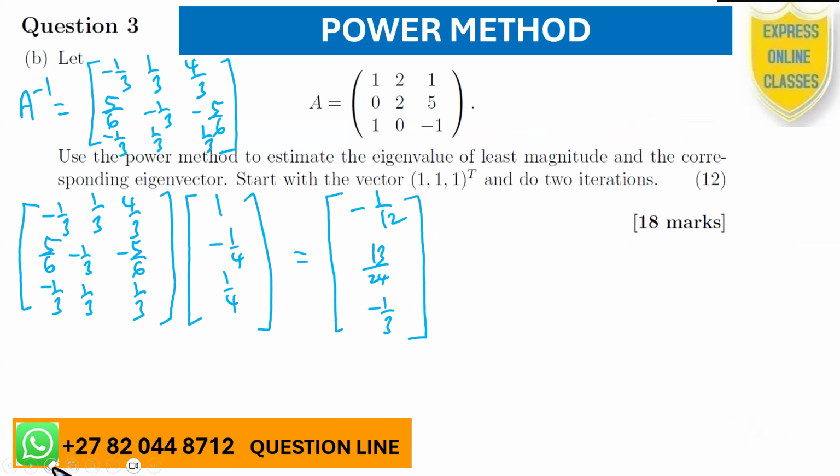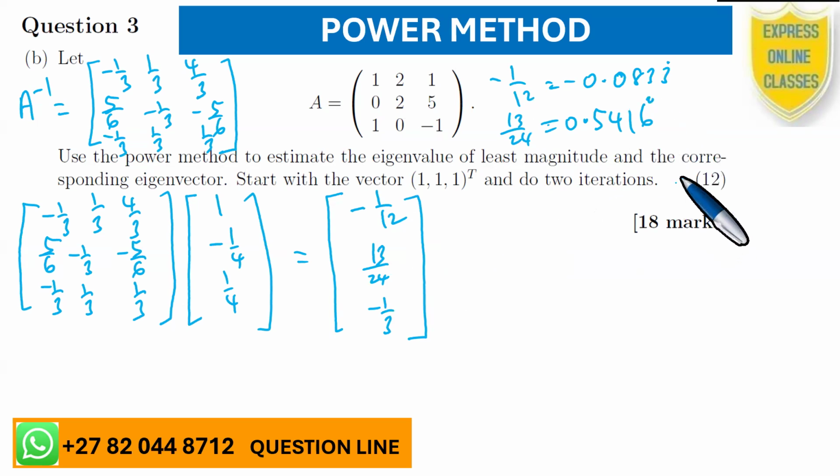Okay, we just compare these numbers. We want to see which one is the biggest one. So minus 1 divided by 12 is minus 0.0833 recurring. What is 13 out of 24? Thirteen divided by 24 is what? 0.5. What is 1 divided by 3? 0.3 recurring. So the biggest one, 0.333 and so on. So the biggest one is 13 out of 24. You must pull out 13 divided by 24 because it's the biggest one.